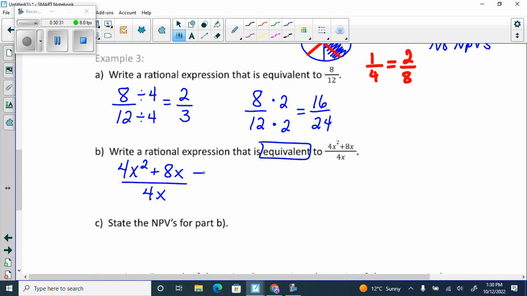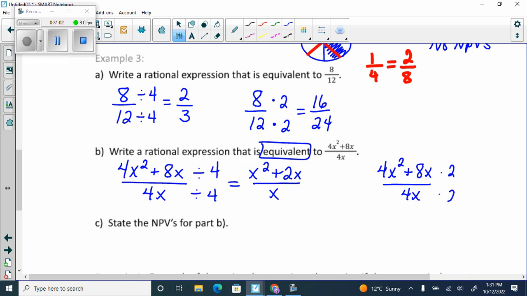So I'm going to do 4. Divide the top and the bottom by 4. On the top, if I take a 4 out, I'm left with x squared plus 2x. And on the bottom, I'm left with just x. So this would be equivalent to that. It's just reduced. But instead of dividing, what else could I do? Instead of dividing, I could multiply. So I could take the same exact original and multiply by 2. And I would get 8x squared plus 16x over 8x. Remember, you have a test tomorrow on both units.